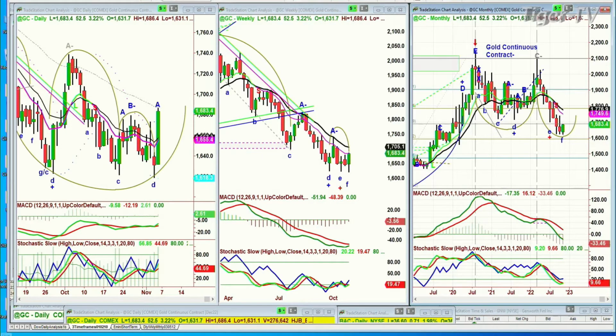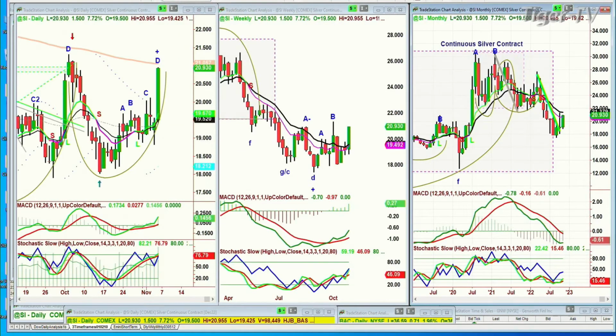But what's interesting, and I've been talking about this for some time, is that silver in many ways has a better chart pattern than gold. And look at it today. It's up 1.5 at 20.93, up 7.7%.